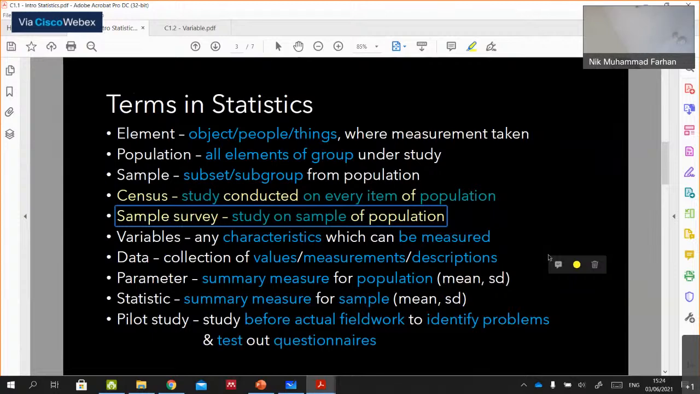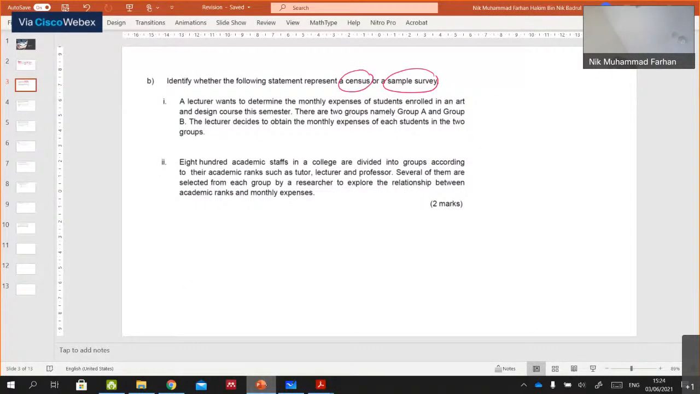So let's read the question carefully. A lecturer wants to determine the monthly expenses of students enrolled in an art and design course this semester. There are 2 groups, namely Group A and Group B. The lecturer decides to obtain the monthly expenses of each student in the 2 groups. Because each student is involved in the survey, of course this one is a census because it involves the population.